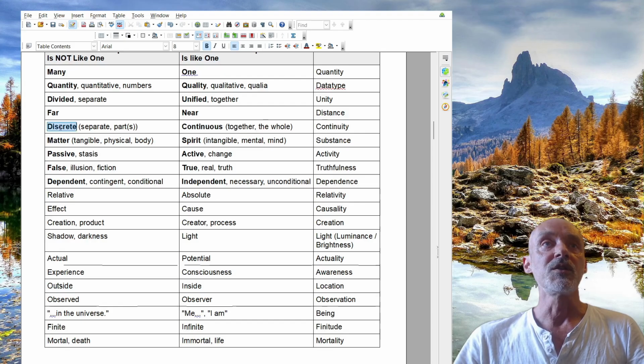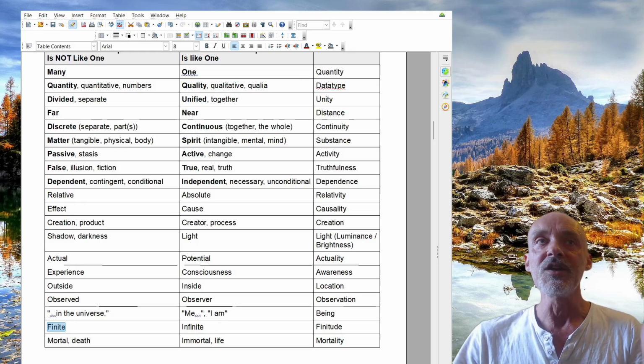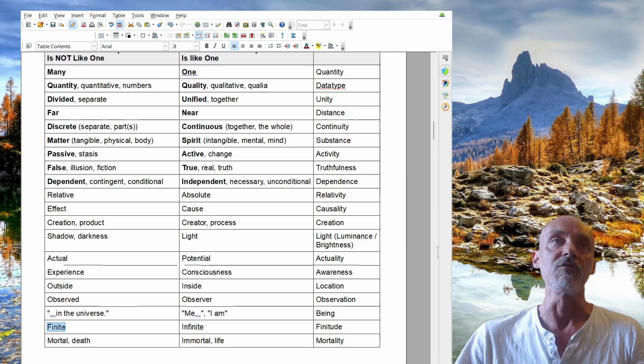And we find that the concept of discrete correlates with the concept of finite. So what this is saying essentially is that the only true form of infinity is a continuum, and discrete things are always finite. So with Hilbert's hotel, which is a hotel with supposedly an infinite number of rooms, the problem with this idea is that you can never have an infinite number of discrete objects, such as hotel rooms.